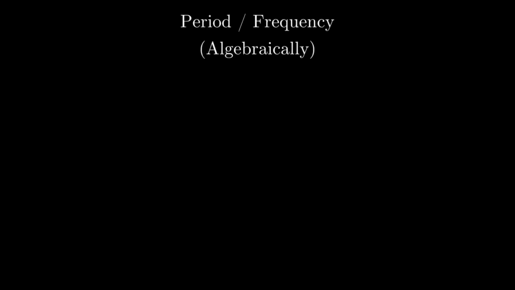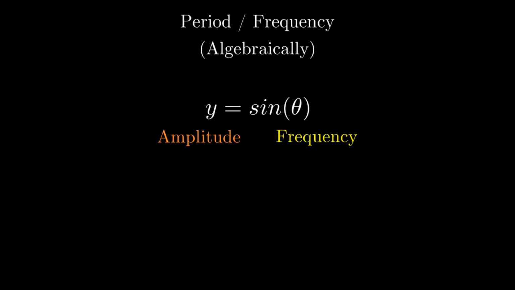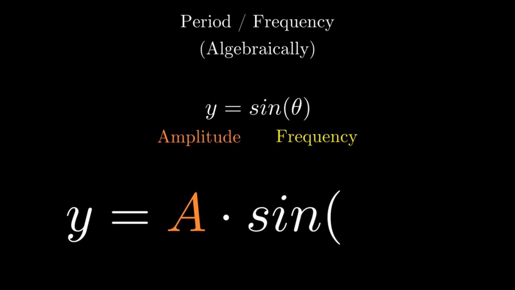We'll begin by looking at the relationship between period and frequency algebraically. Starting with our base sinusoidal function of y equals sine theta, we have two properties, or really transformations, that we can now talk about. The first, amplitude, was covered in an earlier lesson and sits as a constant multiplier in front of the function. Frequency, however, shows up as a constant multiplier for our input theta.